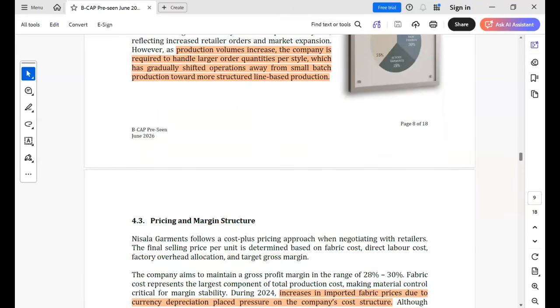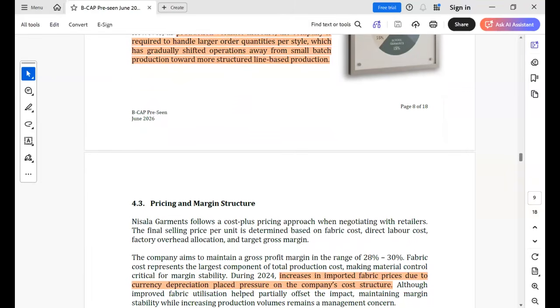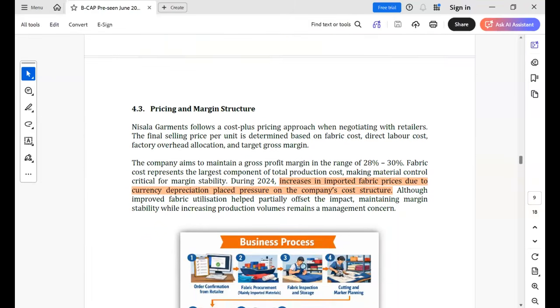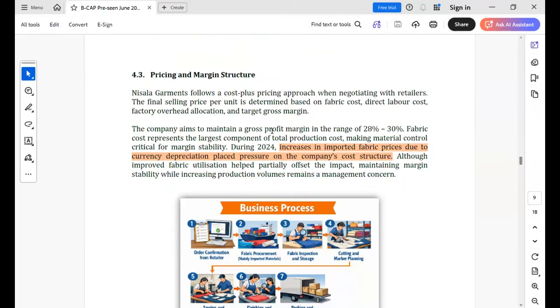This is how the inside of the manufacturing company looks like, right? Pricing and margin structure. Nisala follows cost plus pricing. Cost plus pricing means they calculate the cost. What is the raw material cost? For example, 50. What is the labor cost? 20. What is the overhead cost? 30. Right? Altogether, total cost is 100.